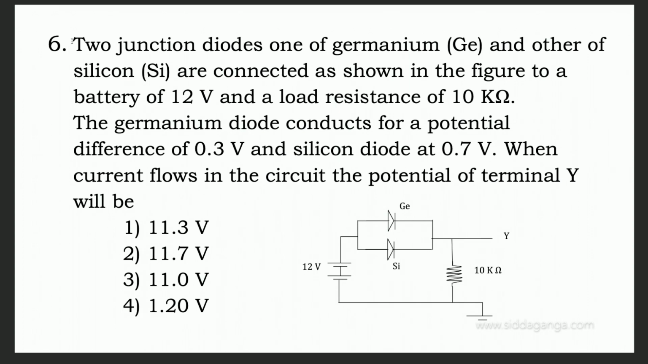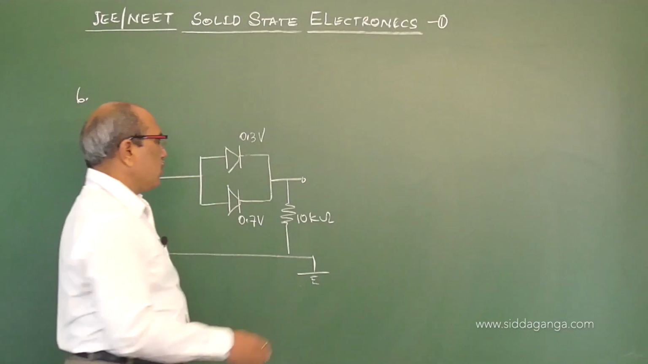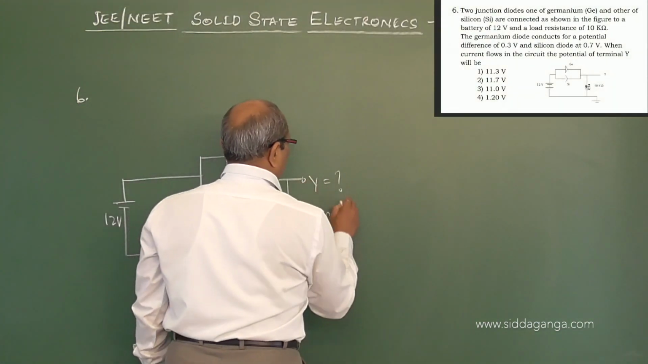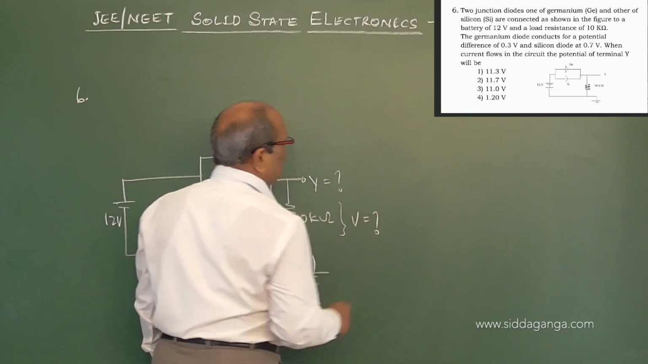Germanium and silicon diodes are connected as shown in the figure to a 12 volt battery and load resistance of 10 kilo ohm. The germanium diode conducts for a potential difference of 0.3 volt. Germanium is for 0.3 volt and silicon is for 0.7 volt. When the current flows in the circuit, the potential of terminal Y will be, how much should it be, potential across this how much.